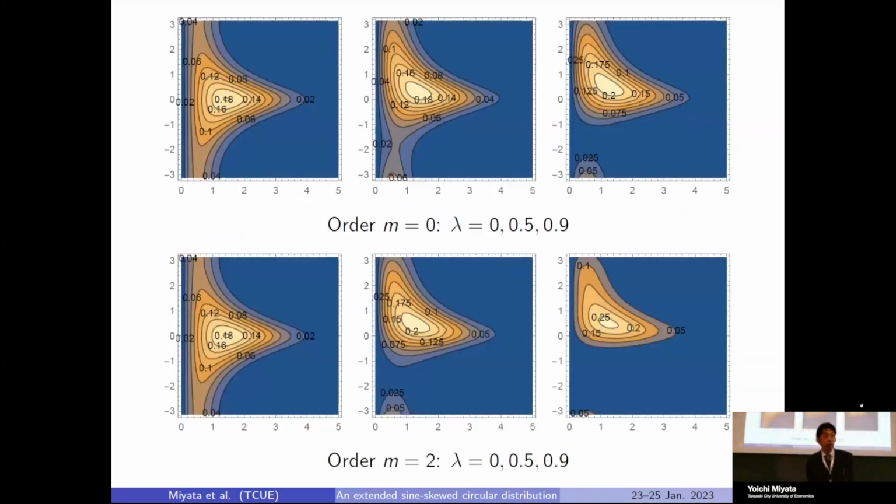This figure shows the contours of the proposed distributions. As the skewness parameter lambda approaches 1, the distribution of theta on the vertical axis gets more skewed. And the order m acts to boost the degree of skewness.